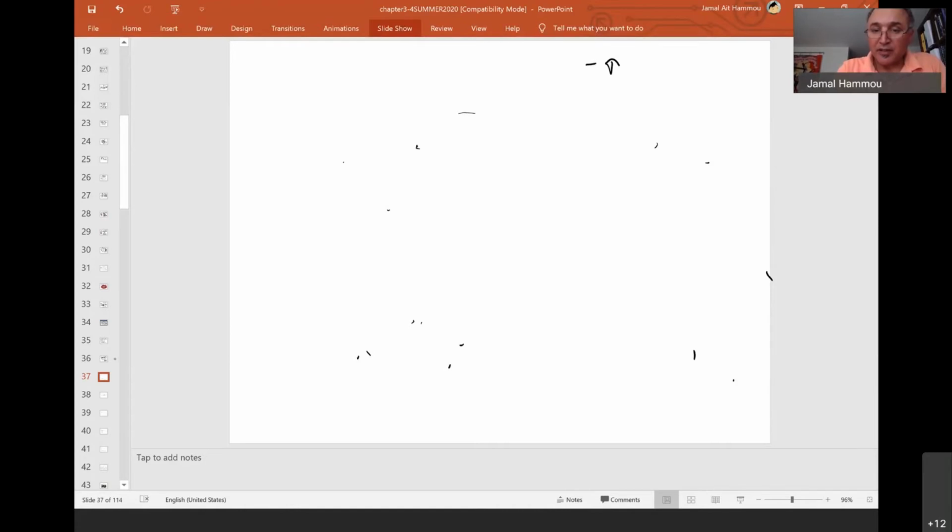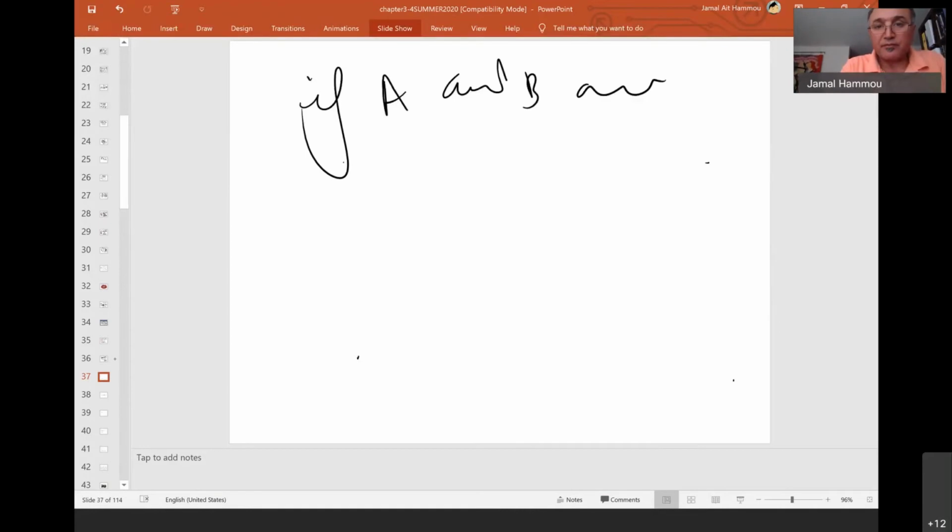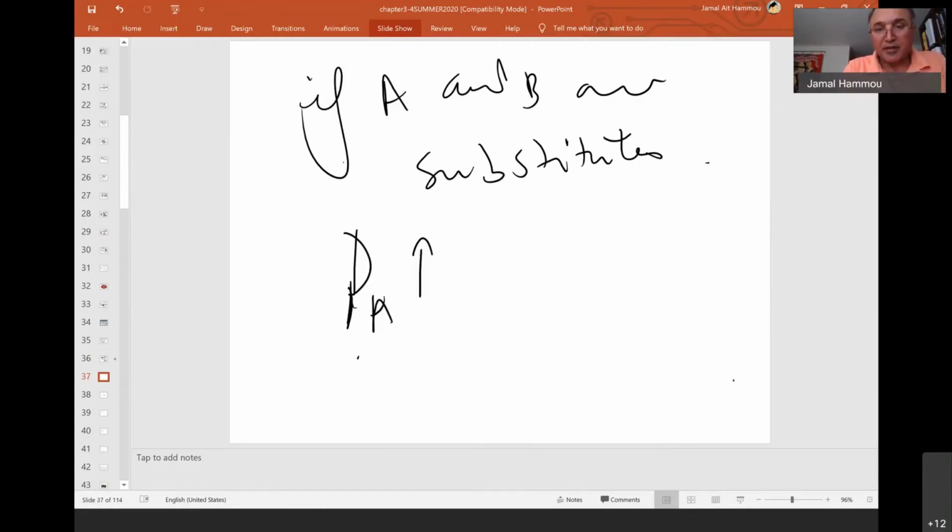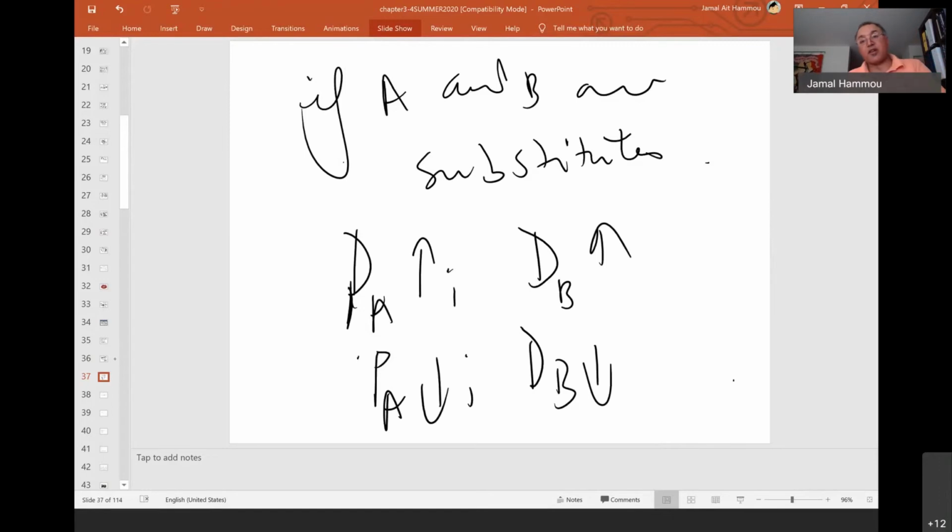So you can look at cars, you can look at alcohol, beer versus wine, whiskey versus beer. You can look at a lot of things. Milk, you can have two companies that produce the same milk, Hood versus another company that produces milk. So you have two products that are substitutes. So if A and B are substitutes, if the price of A goes up, the demand for B goes up. If the price of A goes down, the demand for B goes down. So they have a positive relationship.